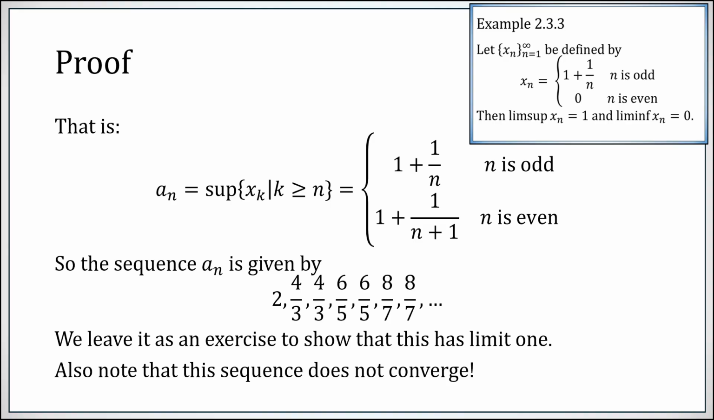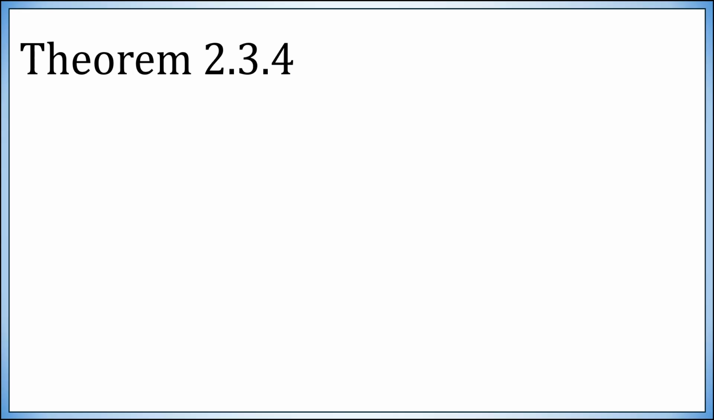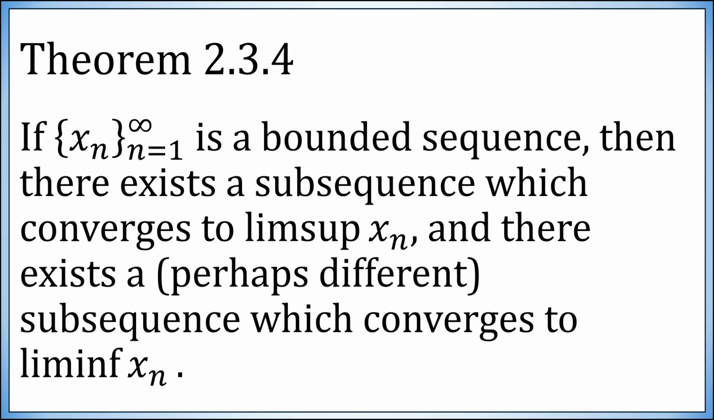It's not a terribly difficult exercise, but it does take a little bit of doing. So therefore, we also observe this sequence doesn't converge. Okay, every other term is very close to 1, and every other term is exactly equal to 0. So one may show that this sequence does not converge. We will have a general result to this effect in just a moment. So theorem 2.3.4, if you have a bounded sequence, there exists a subsequence converging to the limsup, and there also exists a subsequence, probably a different one, converging to the liminf.